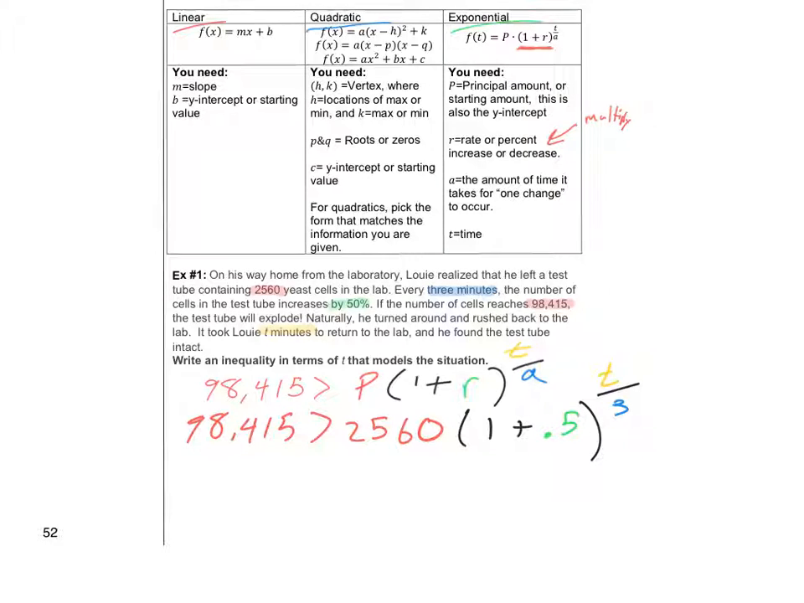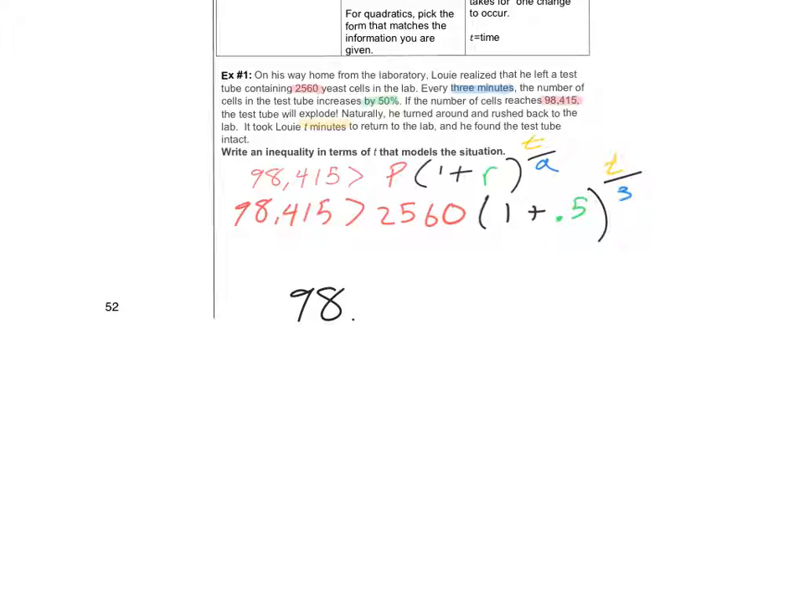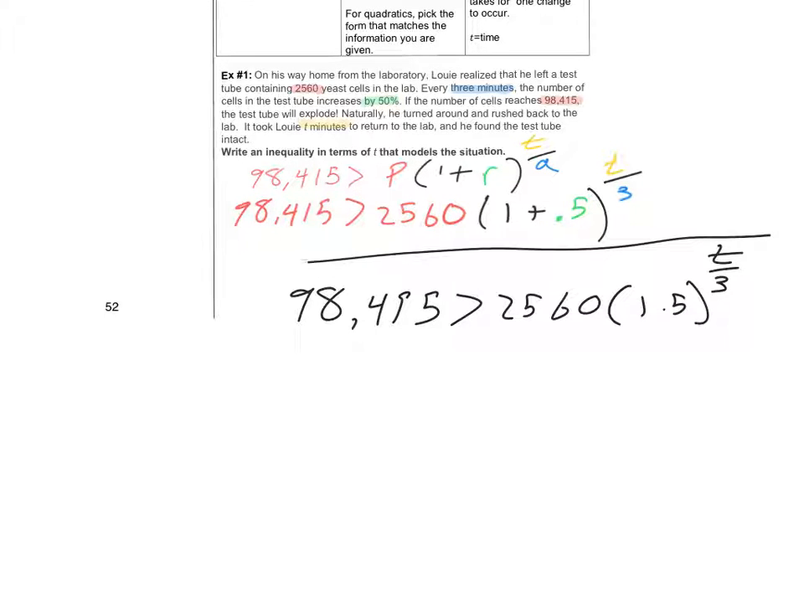And that's essentially it. We could clean this up a little bit, and I'm going to write it all in one color now that we have all the parts there. It would just look like 98,415 is greater than 2560 times 1.5 to the t over 3. Now, this is a fine answer. It is possible to simplify, like you could probably move this 3 that's on the bottom, make that 1/3 times t, then move that inside, but it's not really necessary. This is a fine answer just like this.